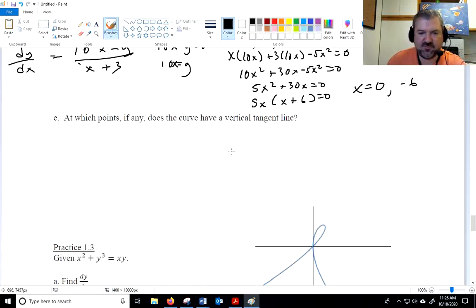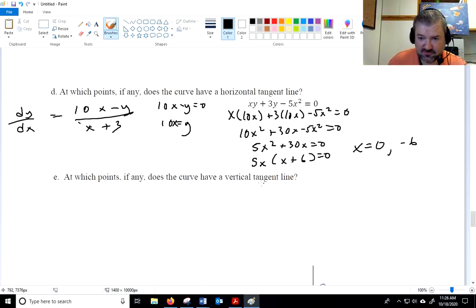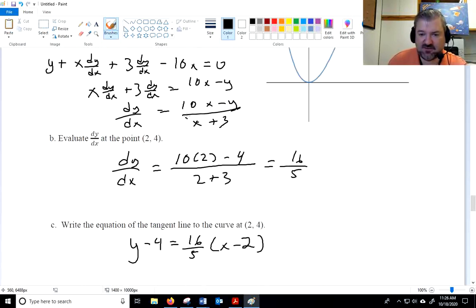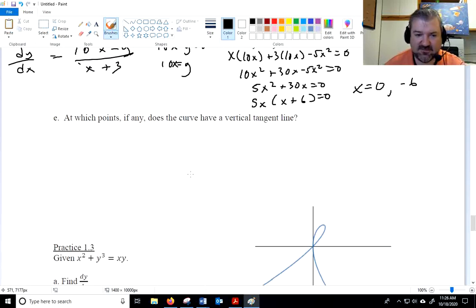All right, let's see the next one. At what point, if any, does the curve have a vertical tangent line? A vertical tangent line occurs when x plus 3 equals 0. So let's do that. So x plus 3 would have to equal 0. So that's at x equals negative 3.